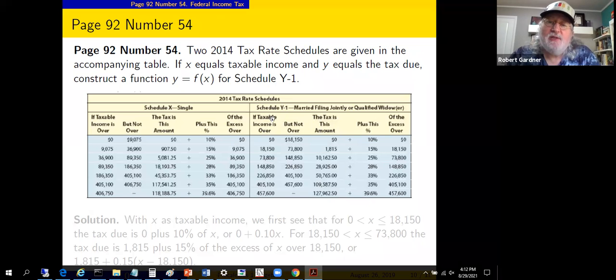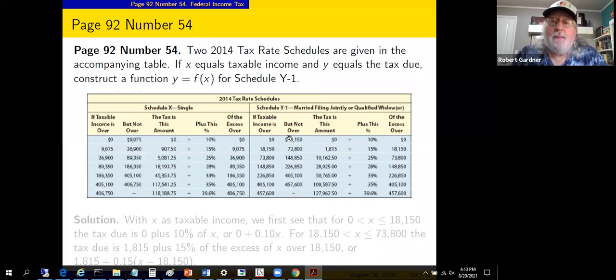Here they talk about taxable income. They say if it's over $0, if you made anything, then here's the line of information. If it's over 18,150, here's the line of information. If it's over 73,800, here's the line of information, and so forth. Dealing with a piecewise-defined function. When the income is between 0 and this, you use this information. When it's between this and that, you use this information, right? There'll be some half open, half closed intervals we'll deal with.